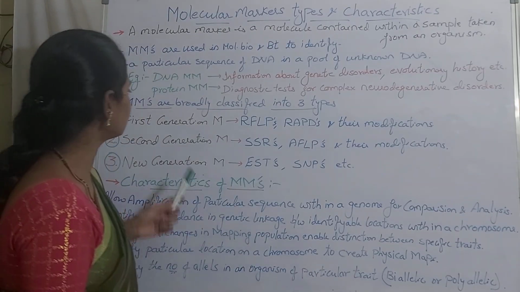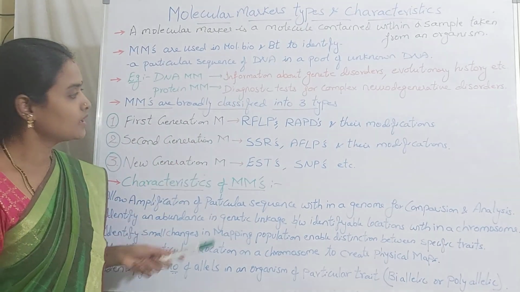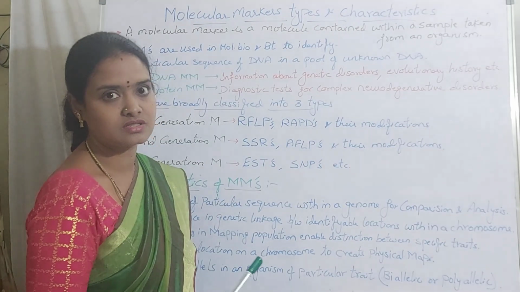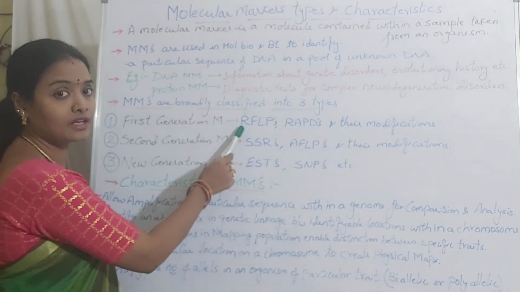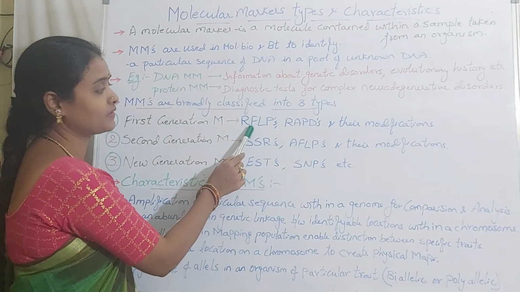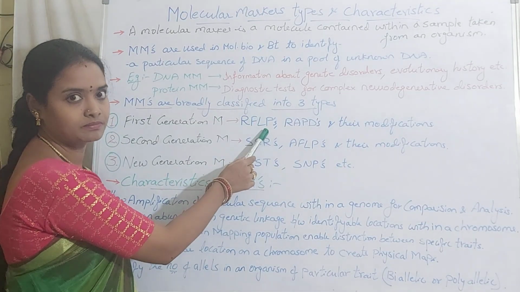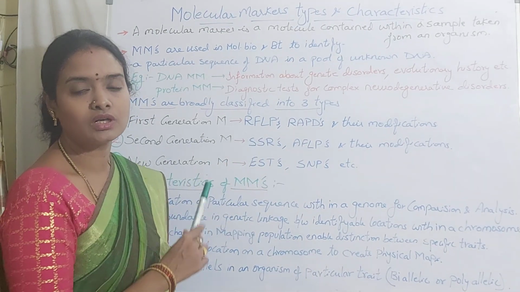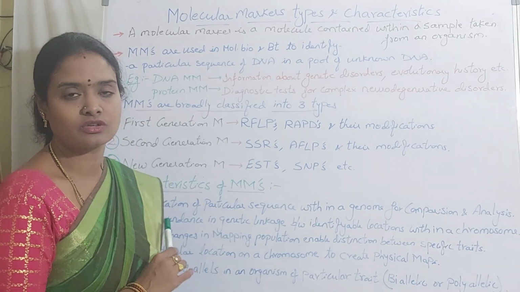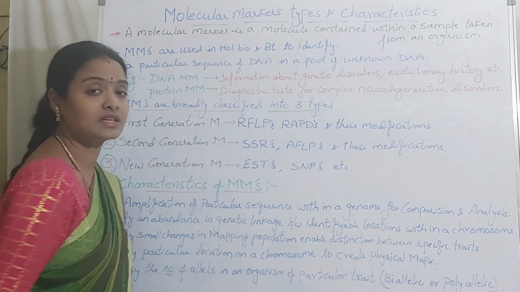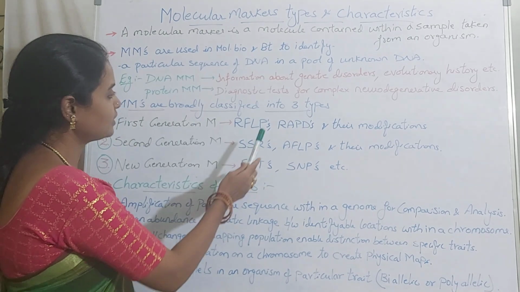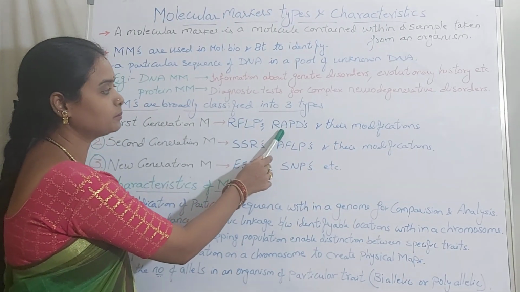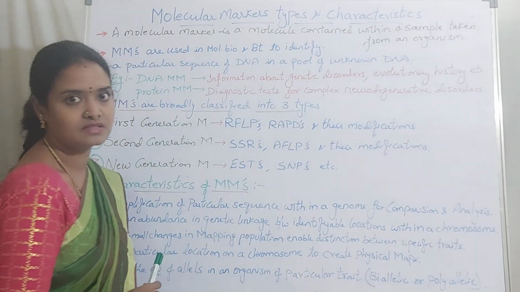So if you come to the first generation markers, examples are RFLP, RAPD and their modifications. What do you mean by RFLP? Restriction fragment length polymorphism, right? So here the restricted fragments are used in order to identify the particular sequence of DNA. All these we will discuss in detail in the next class, right? So next you have RAPD. RAPD is random amplified polymorphic DNA.